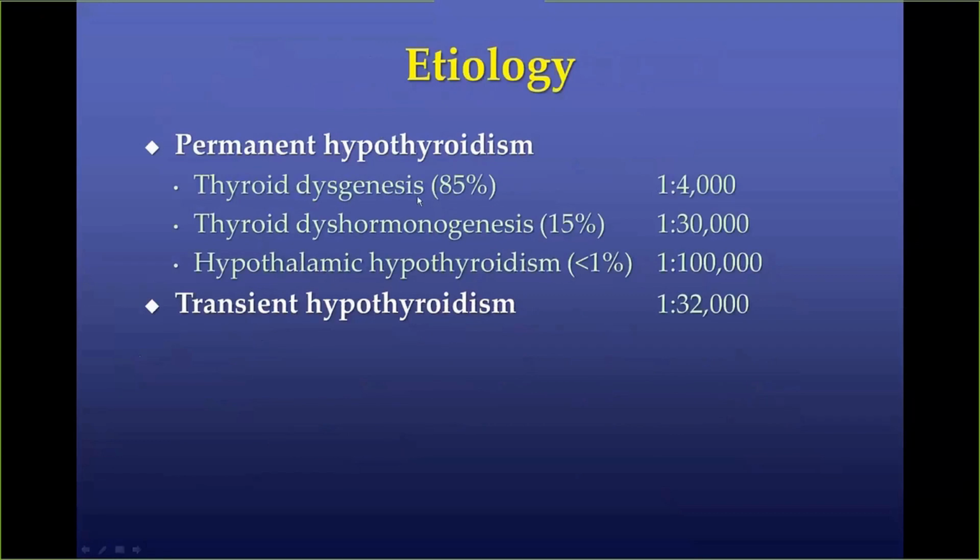So permanent hypothyroidism: thyroid dysgenesis, 85%, and that just means absence of the thyroid gland. Thyroid dyshormonogenesis, and that's a problem in the hormone synthesis, and then hypothalamic hypothyroidism, and that's the least common. Transient hypothyroidism, we'll come and talk about that more, but it's also one of the things that we see a lot in babies, and it's always a difficult decision. Should we start thyroid medication? Should we wait? So we can always talk more about that.